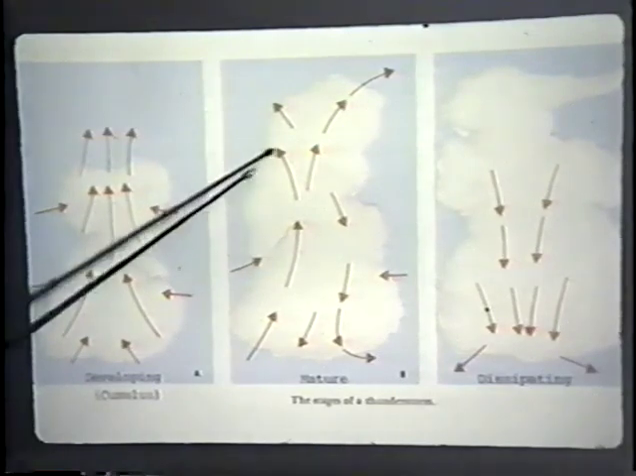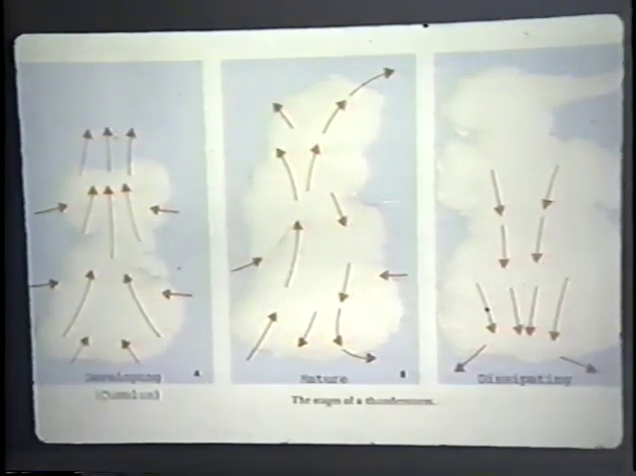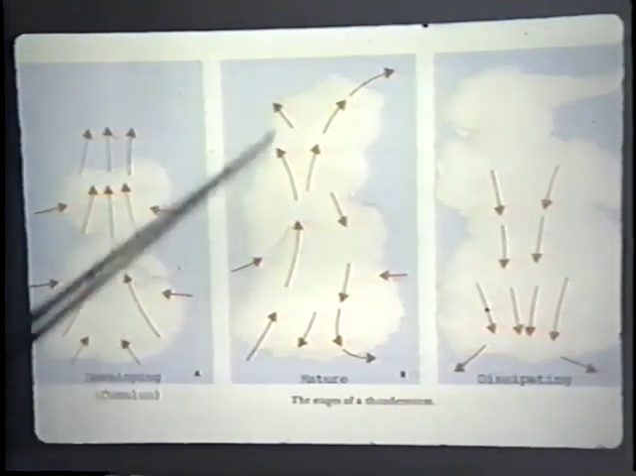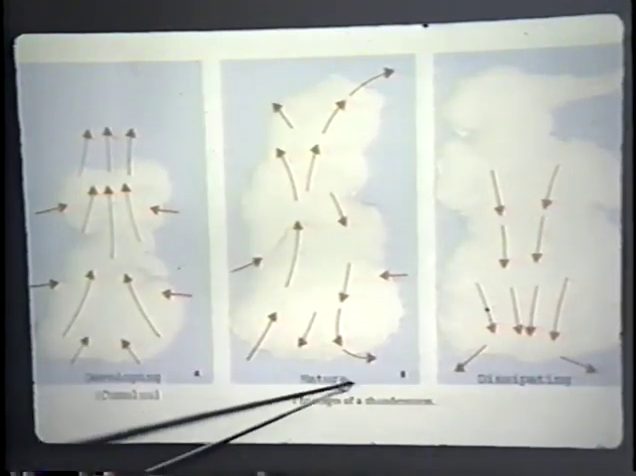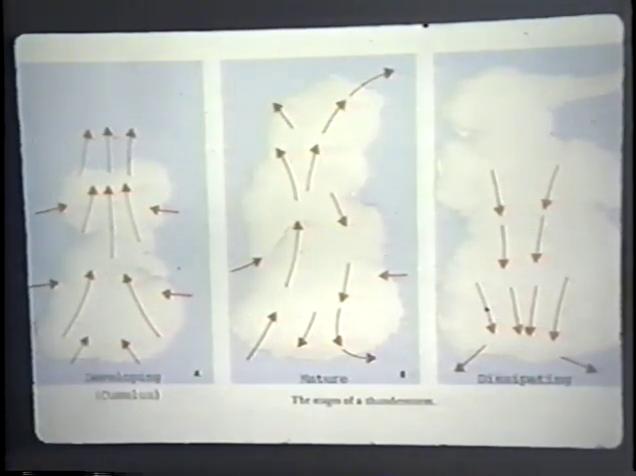Also, as we have rain falling down, the rain is evaporating on the way down. And as it evaporates on the way down, it causes cooling. So while we have the warm air going up, we have a shaft of cold air from the evaporation coming down right next to it, increasing its speed as it goes down, making this strong shear.